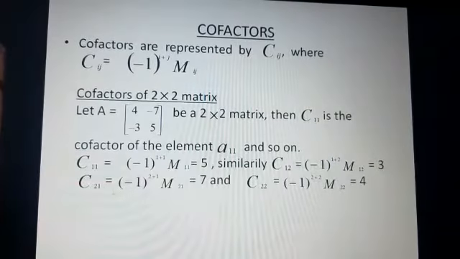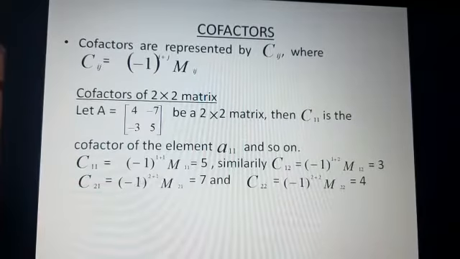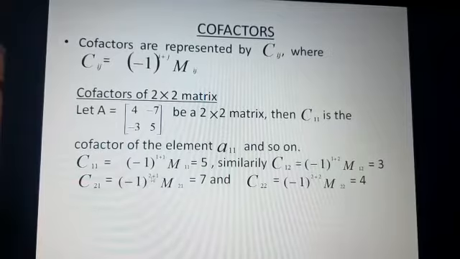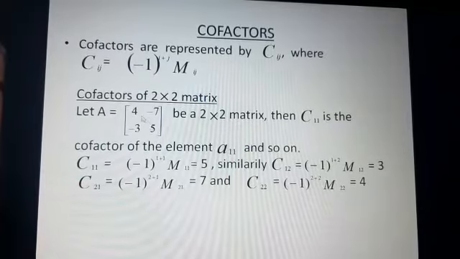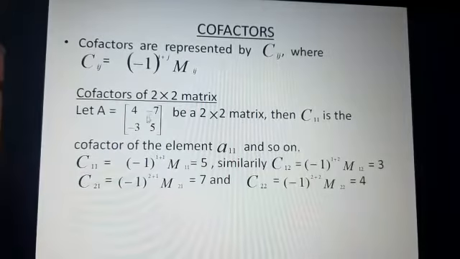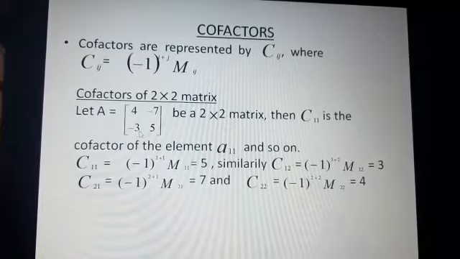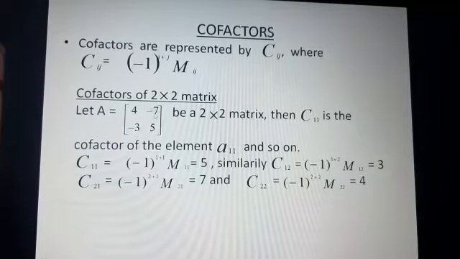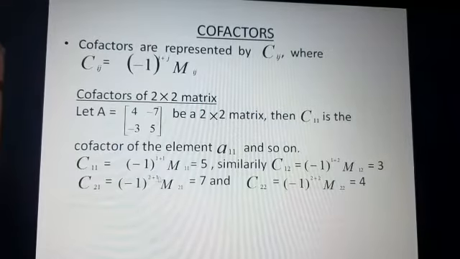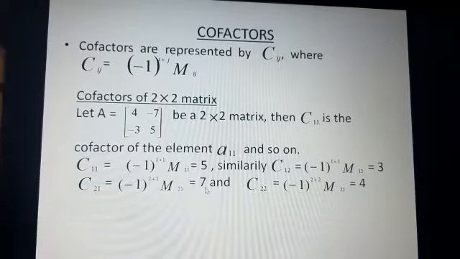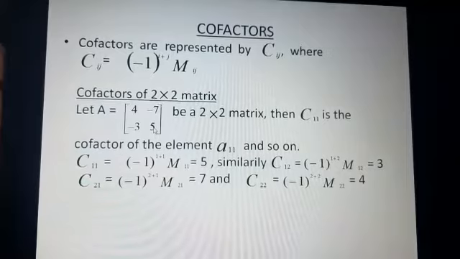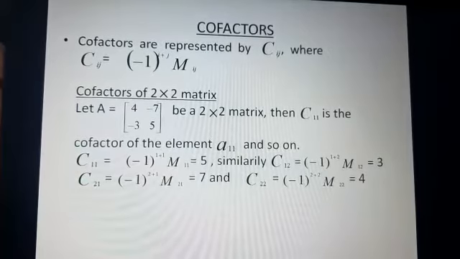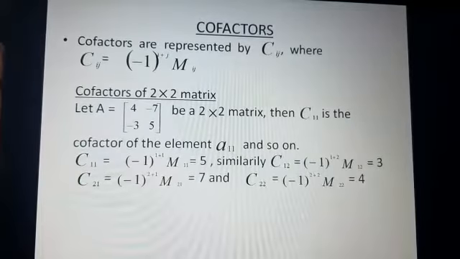Here also, C21 is minus 1 to the power 2 plus 1. This is also odd, 2 plus 1 is 3. So you will get a minus sign into M21. You can see M21 is minus 7, if I leave this row and this column, I will get minus 7. So this is M21. But because of this minus 1 to the power 2 plus 1, the value we are getting is 7. Similarly, C22 is the cofactor of this element A22.